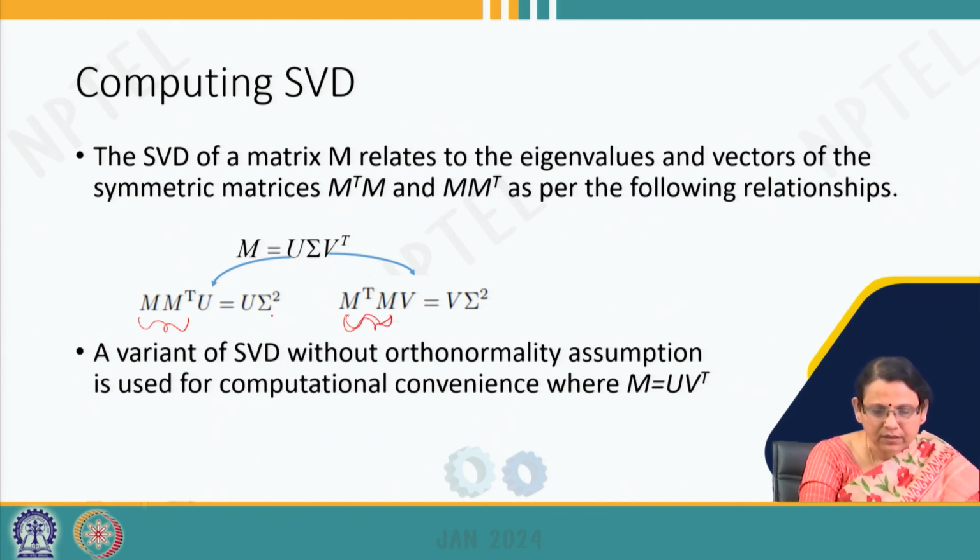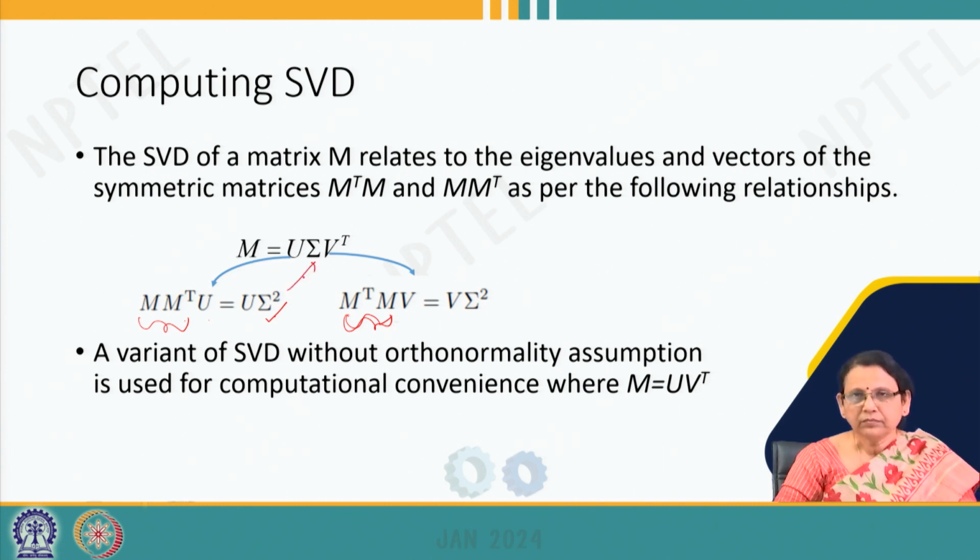So, if we look at U and sigma, M transpose M, which was a symmetric matrix, into U was U sigma transpose, which means U is the eigenvector and sigma square are the eigenvalues. So, if we take the eigenvalues of M transpose M and take the root, then we get sigma. So, also the case here.